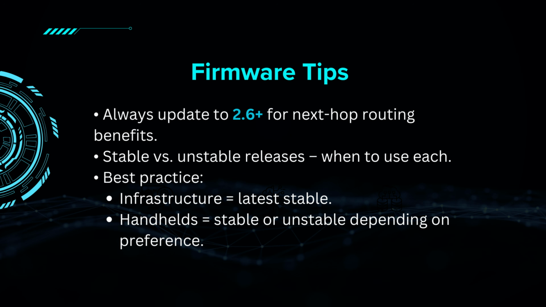So stable versus unstable releases, when to use each. Best practice here would be for infrastructure, I would recommend using the latest stable version, because typically these aren't easy to update. You've got to climb a tower, you've got to get on top of a building or whatever to be able to update it. It might be a pain. So you don't want to put an unstable version on there, the alpha version of the firmware, and then have issues, and now you have to go back up the tower or back up onto that building or whatever it is to get access to it, to roll it back to a stable version. That's a user preference, but that's my recommendation, and obviously Ben's recommendation.